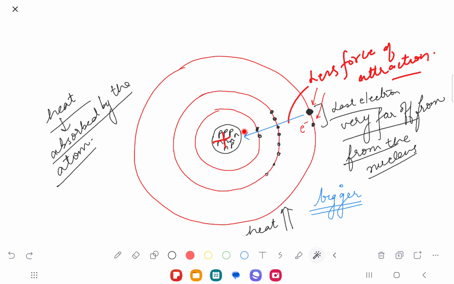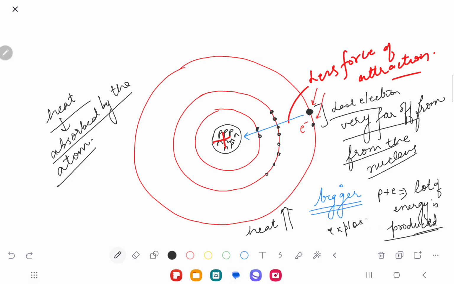In reality, there is one experimental fact that when proton and electron meet, a lot of energy is produced. A lot of energy is produced. And when a lot of energy is produced, it could be sort of an explosion as well. So how is it possible that in our surroundings I cannot see any fire? Why can I not see any fire? You tell me.